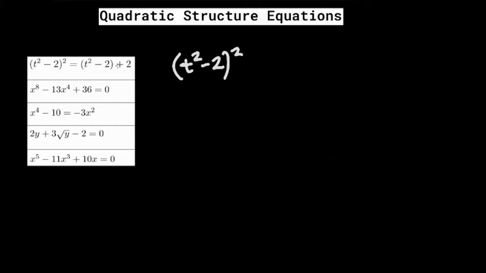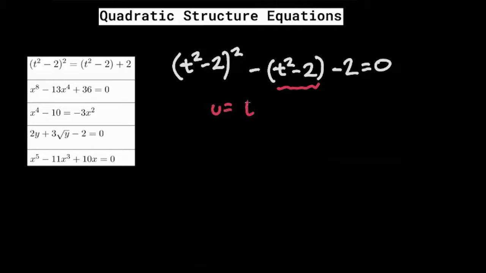So I'm going to subtract off that t squared minus 2 to the other side and the 2 as well, and then set this equal to 0. Okay, now from here, I'm going to set my u equal to this part right here, so it's going to be t squared minus 2. And then you can rewrite the original equation to be u squared minus u minus 2 is equal to 0.